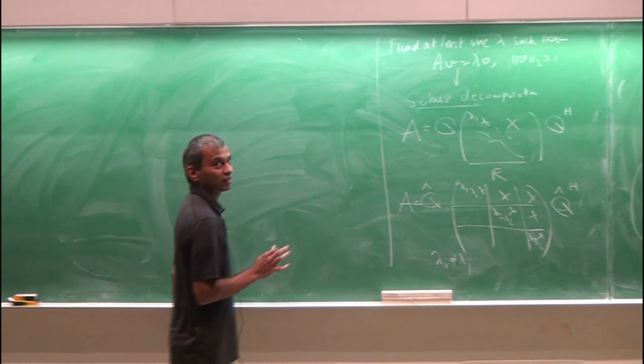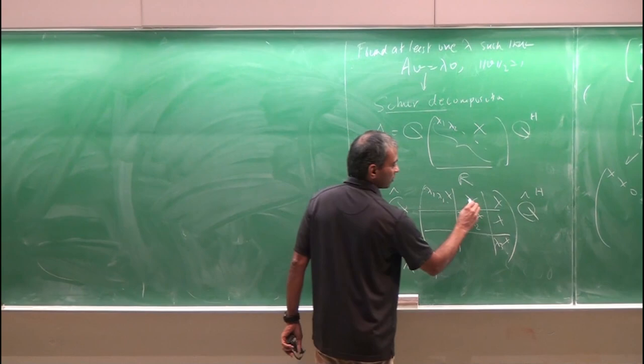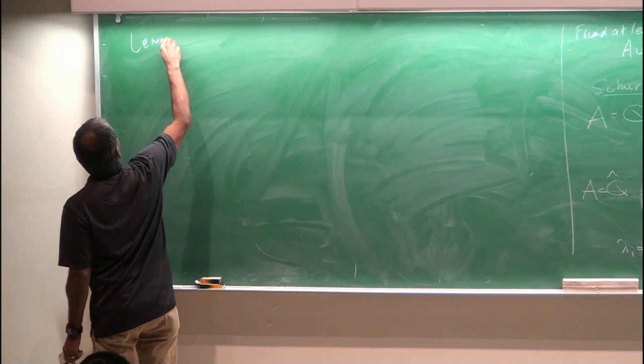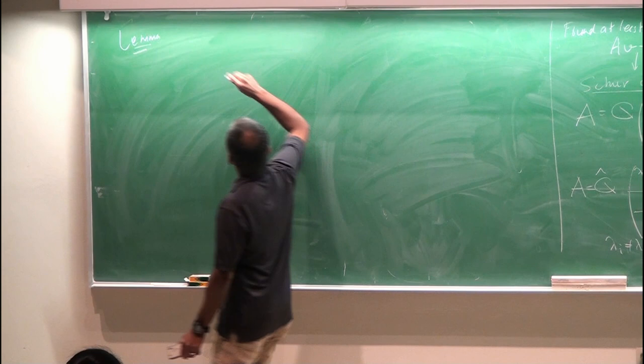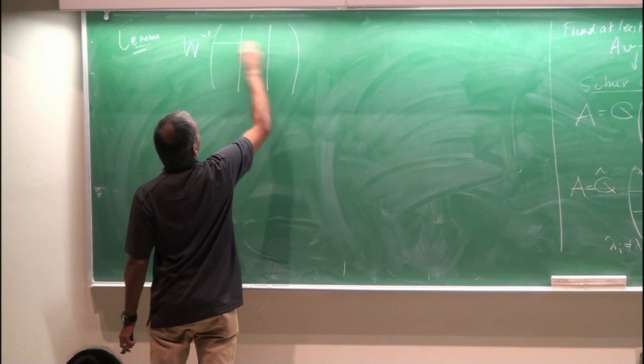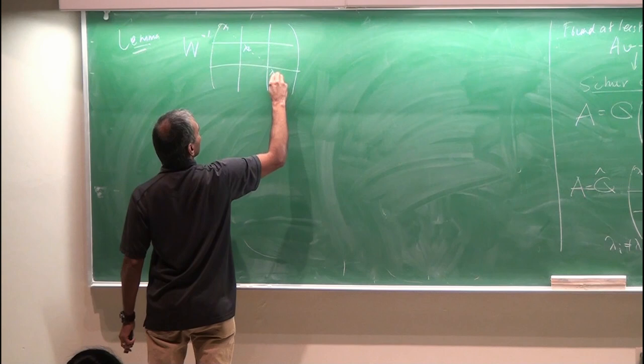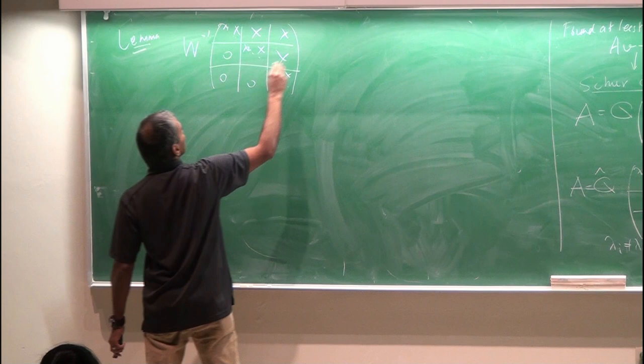Okay, the next thing we're going to show now is that with one step of Gauss elimination, we can introduce zeros in the off-diagonal blocks. Okay, so this is the next part we're going to do. I'm going to show that if I take a matrix R that looks like this, then I can find a matrix W inverse. Let's just say there are three blocks in this R. Lambda 1's are here, lambda 2's are here, lambda 3's are here. And then I have stuff all up here, up here, up here, and these are all zero blocks.